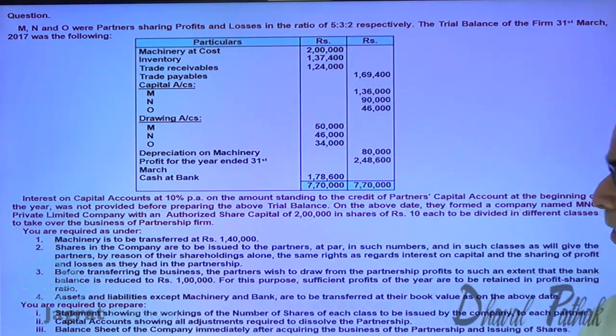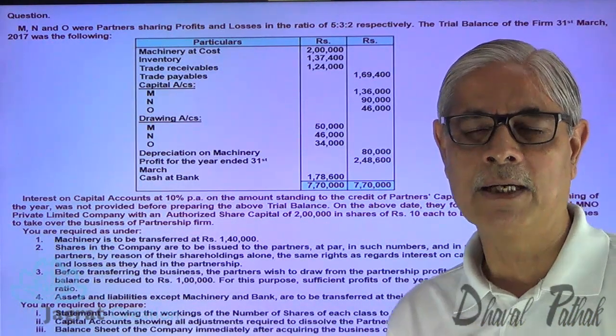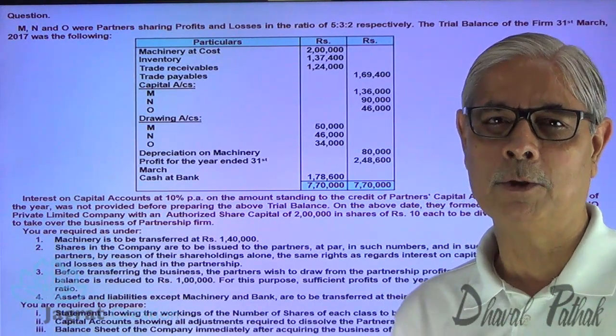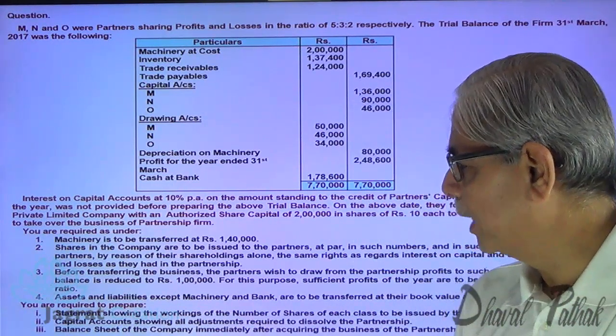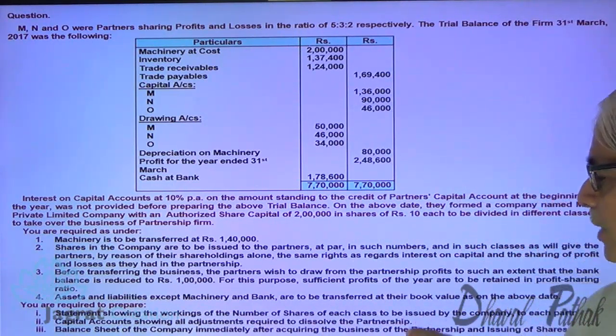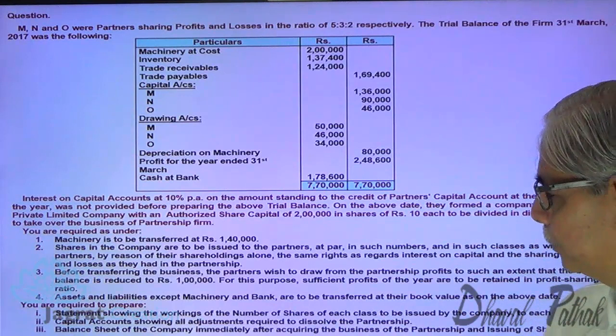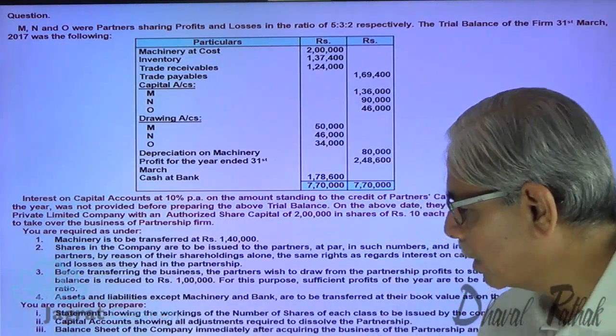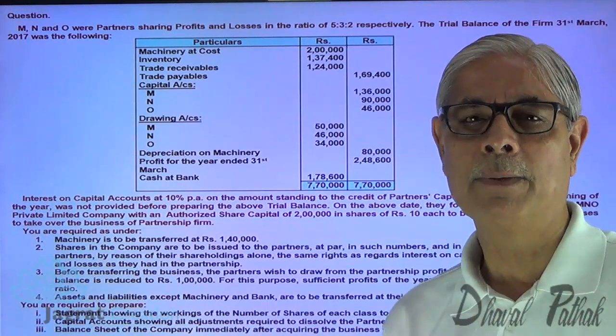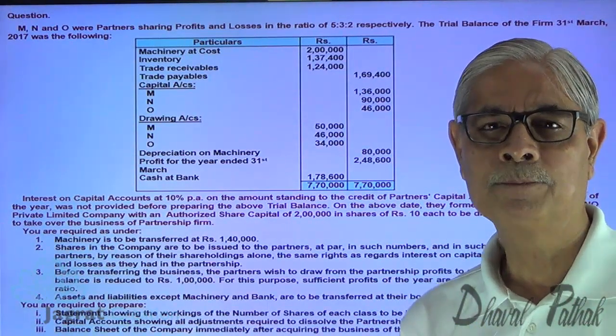Assets and liabilities except machinery and the bank balance of 1 lakh are to be transferred at their book value on the above date. So the remaining assets and liabilities are transferred at book value. I am required to prepare a statement showing the working of the number of shares of each class issued by the company to the partnership firm, capital accounts and all adjustments required to dissolve the partnership firm. The balance sheet of the company immediately after acquiring the partnership firm is also required to be prepared.